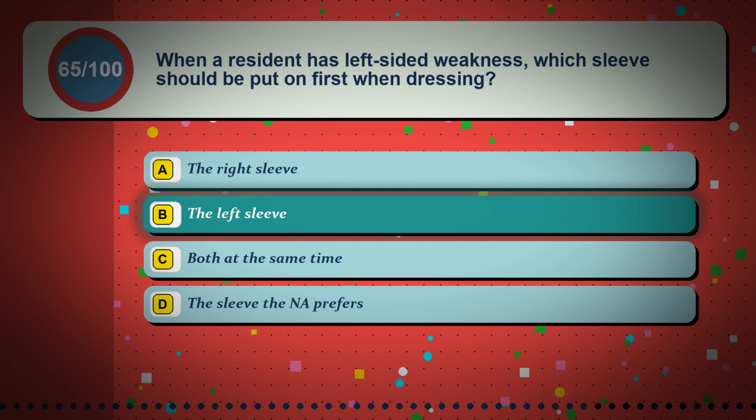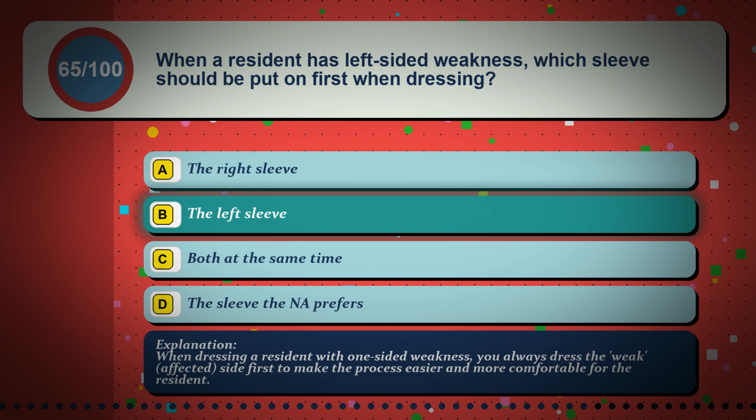The correct answer is option B, the left sleeve. When dressing a resident with one-sided weakness, you always dress the weak, affected side first to make the process easier and more comfortable for the resident.